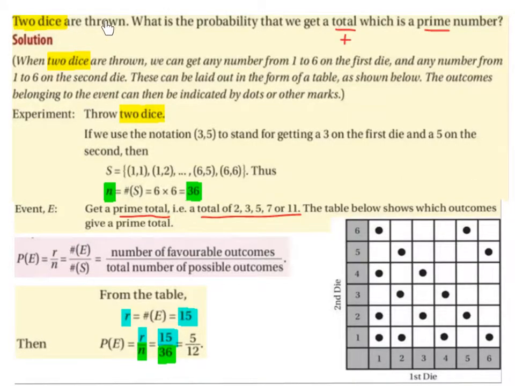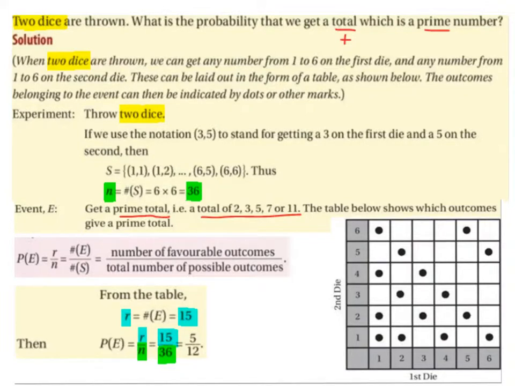2 dice are thrown. What is the probability that we get a total, which is a prime number? So, it's very important to know what a prime number is. A number that can only be divided by itself and 1, only has 2 factors. And also to know that in order to get a total, we're going to have to add.